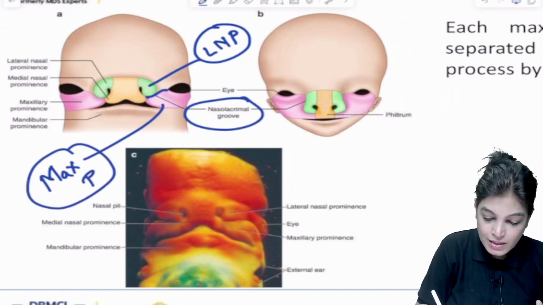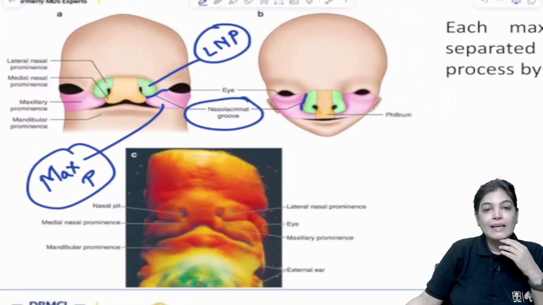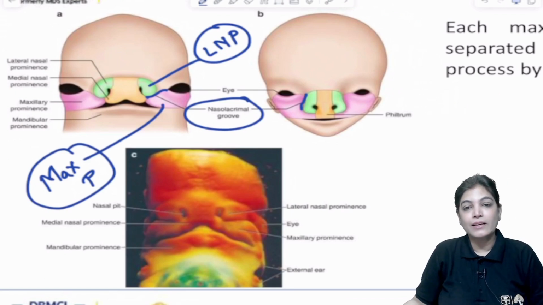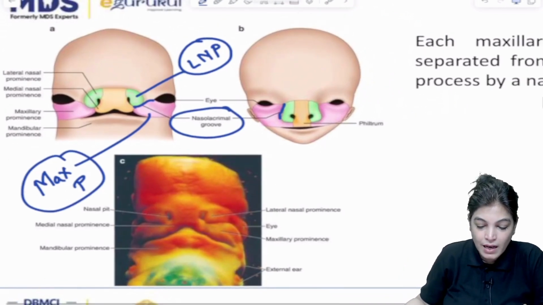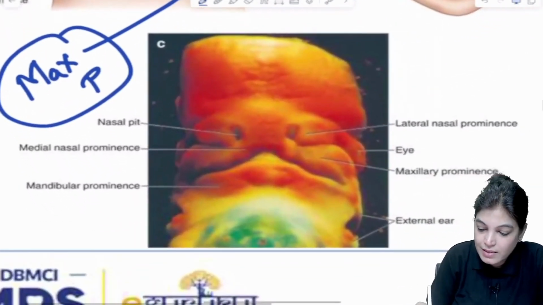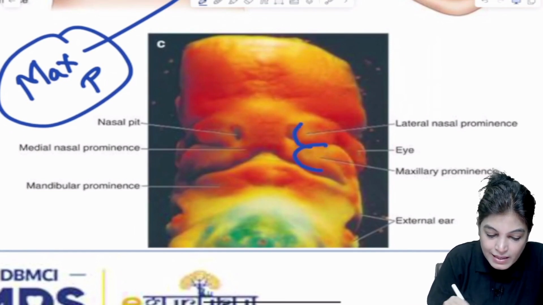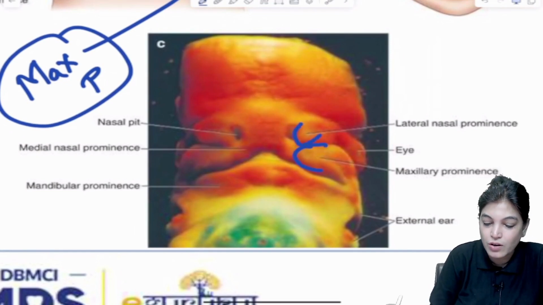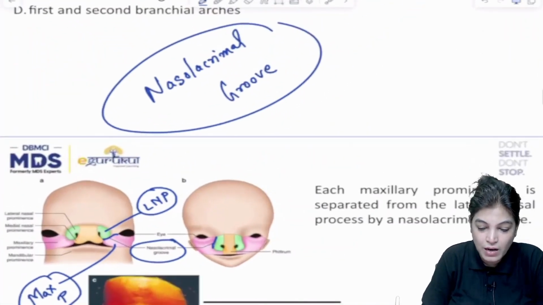In this diagram, you can see the location of nasolacrimal groove will be definitely between the green marked area, that is the lateral nasal prominences, and that of the maxillary process. So exactly the correct answer will be that. Other than that, one more image is there where also you can appreciate that this is the maxillary process, this is the lateral nasal process, and exactly in between these two the location of nasolacrimal groove is located. So definitely I would like to mark the right answer.